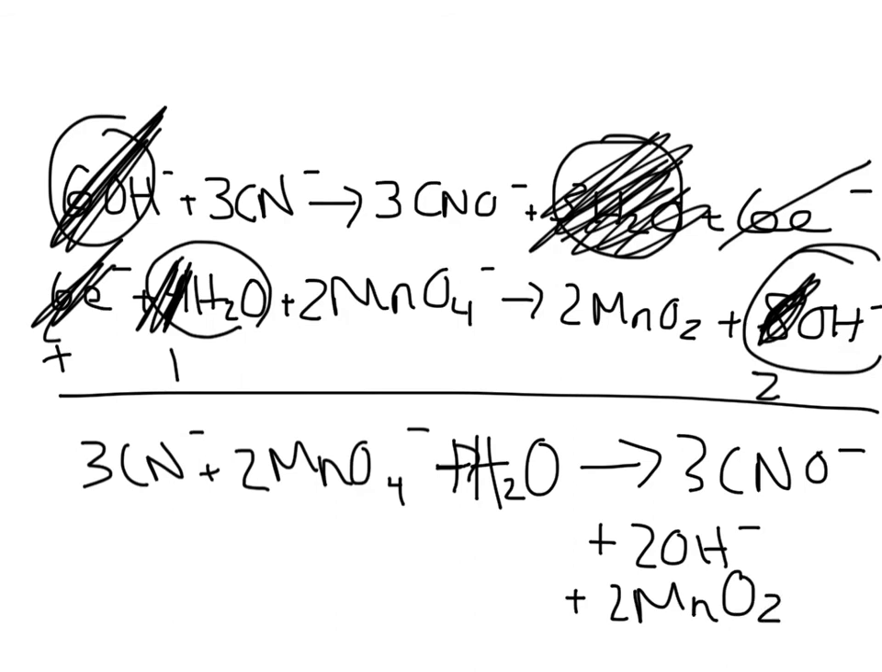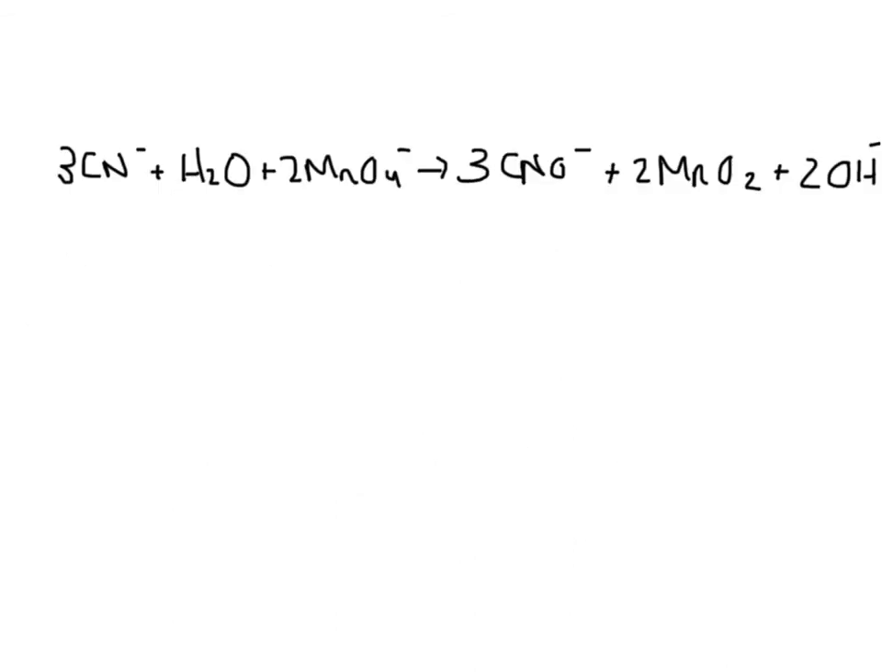Okay, and I think I have it on the next slide. Oh, I do. So here is our final balanced oxidation reduction reaction. Let's check, making sure that we have everything balanced atomically and balanced electrically. On this side I have 3 carbons, 3 carbons, so carbons, check. 3 nitrogen, 3 nitrogen, nitrogens, check. 2 manganese, 2 manganese, so manganese is good.